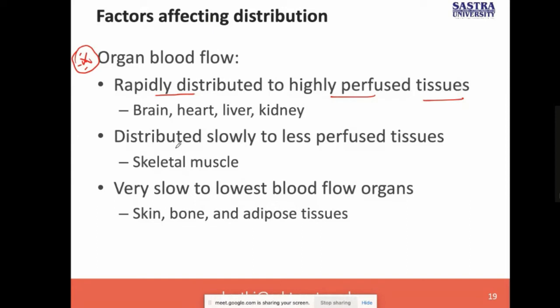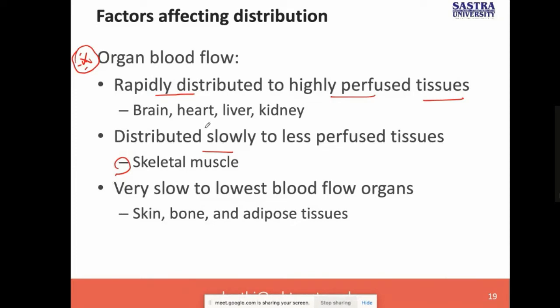There are certain parts of our body that receive the blood slowly. If the blood flow is slow, the distribution will be slow. The drug molecules will be distributed slowly to the tissues which are less perfused. One example is the skeletal muscle. The distribution of the drug molecule to the skeletal muscle will be slow, because these tissues are less perfused compared to the brain, heart, liver, kidney.